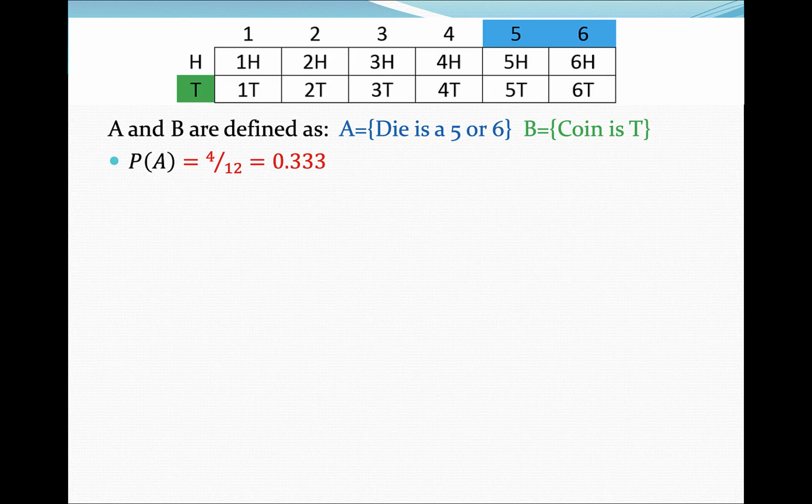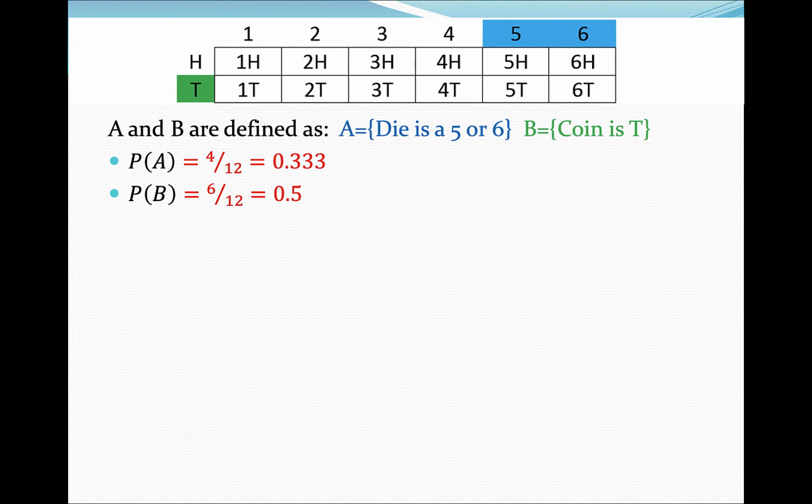For the numerator, you just figure out, well, how many of these outcomes satisfy A? So A is that I get a 5 or a 6. It's those last 2 columns. And you can see that there are 4 outcomes there. The outcomes that satisfy this are 5H, 5T, 6H, and 6T. So we have 4 outcomes that satisfy that. We'll typically write probabilities as decimals. So you can see that we write that as just 0.333, basically 1/3.